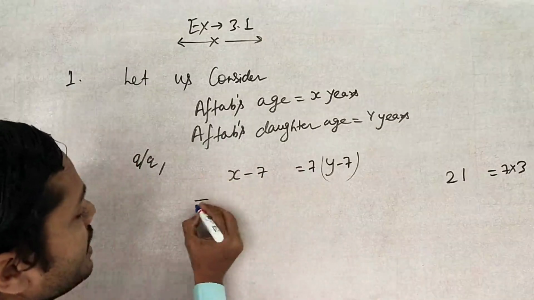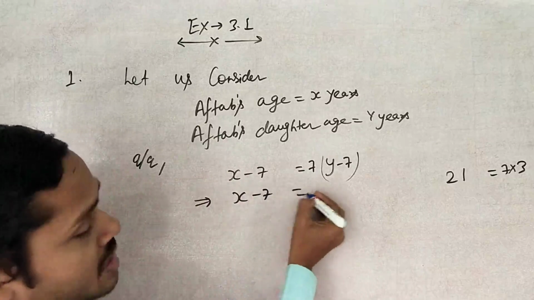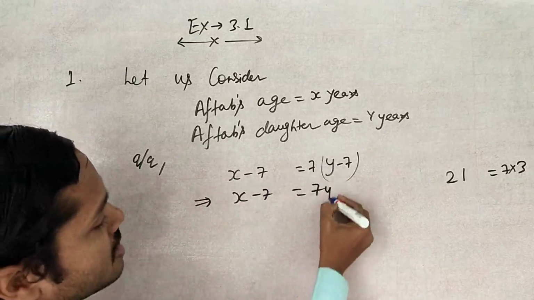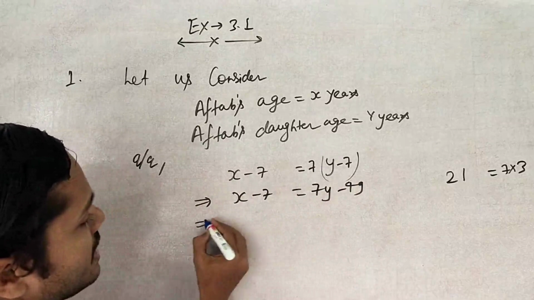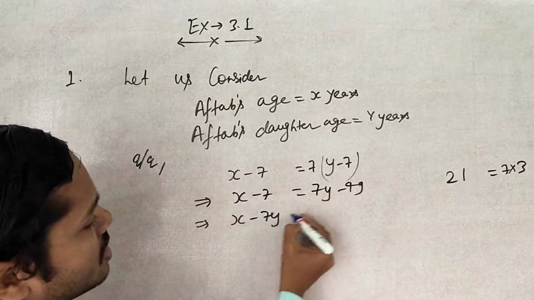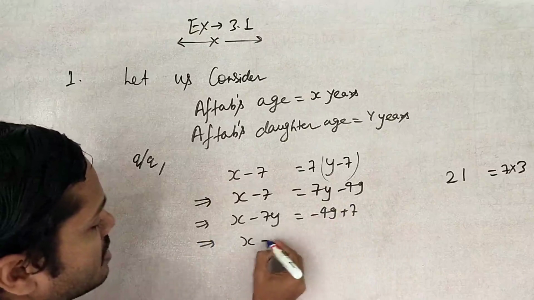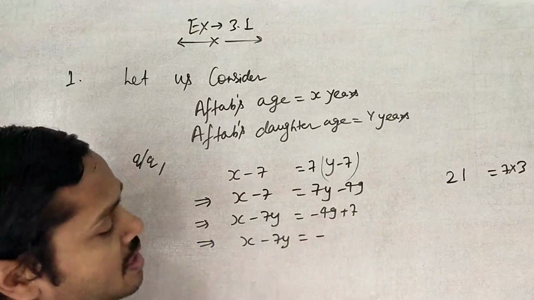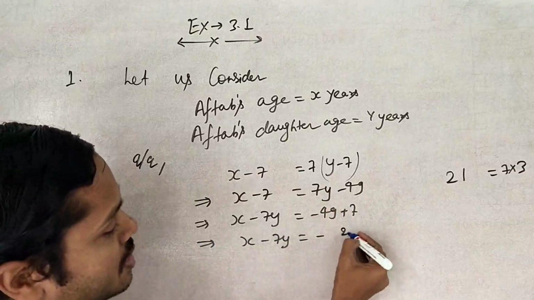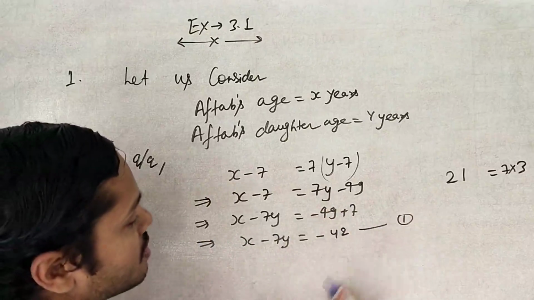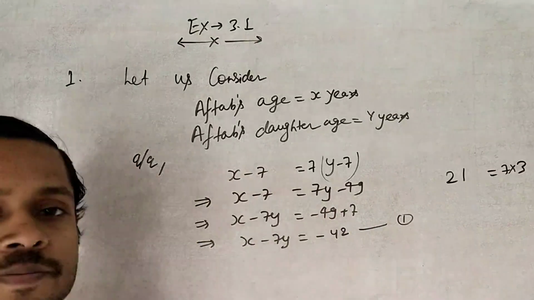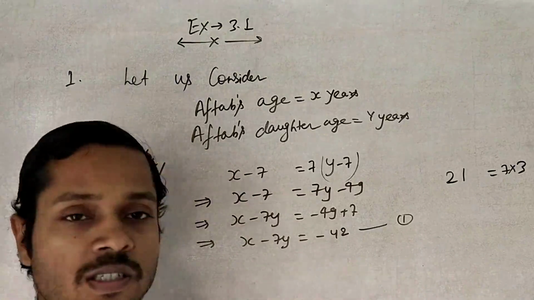Now look at it. x minus 7, we are making the equation now. 7y minus 49. Now x minus 7y is equal to minus 49 plus 7. How much? x minus 7y is equal to minus how much? Minus 49 plus 7 is equal to minus 42. Equation number 1. Clear? According to this one, this is the equation.